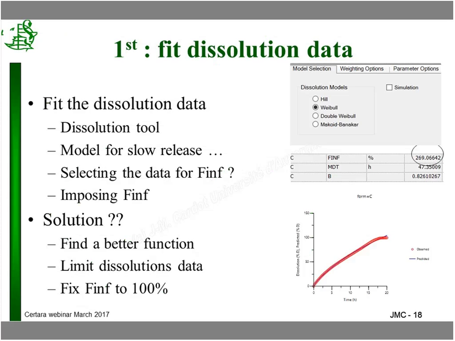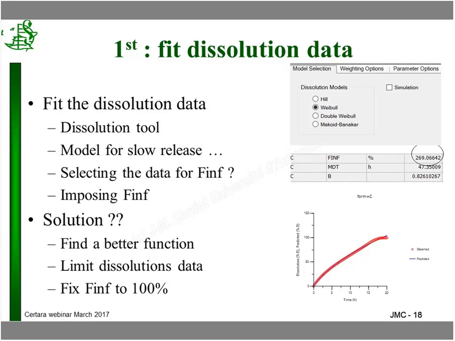So the first thing that I have to do is to feed the dissolution data. To do so, I can use the dissolution tool. In this dissolution tool, I have 4 models, which are the Hill, Weibull, double Weibull, and McCoy-Banakar equations. So I'm going to try to fit my slow release formulation. One case that I can have here is at the end. For example, when I try to fit formulation C, you can see that the F infinity is not going to be 100% dissolved, but tries to be larger. Why? Because it's better to fit all my points.